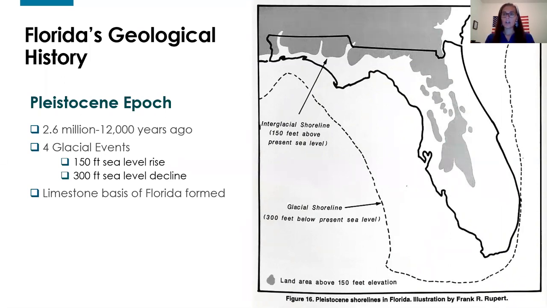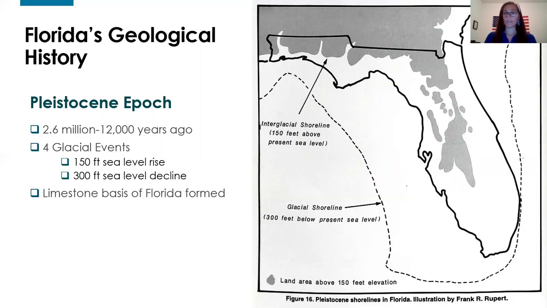And we saw very different ranges in our sea levels. So during glacial events, we saw almost 300 feet of sea level decline. And so basically our state was like twice the size that it is right now. So if you look at this visual here, you can see that dotted line. That would have been what was the landmass of Florida. If you're also familiar with where the continental shelf is, that is right along the same lines as that dotted line.